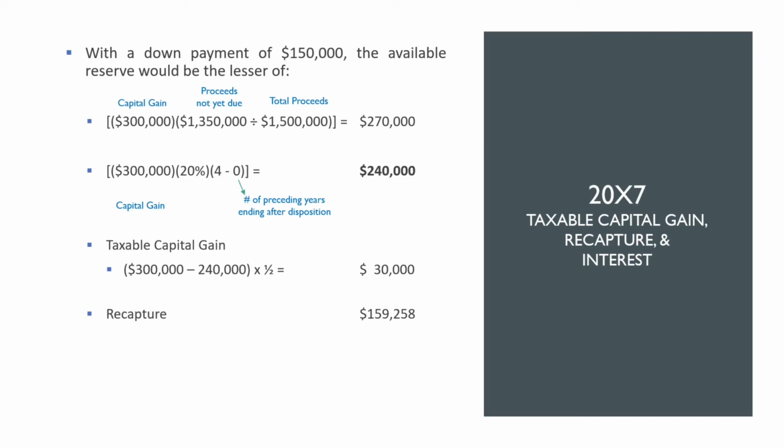That needs to be brought into income. And remember, 150,000 was paid. That means the proceeds that aren't due yet but are still outstanding is 1,350,000. If we apply the annual interest rate of 6%, there's going to be interest income of $81,000. So we get a total for 20x7 of $270,258. We can now move on to the next year.